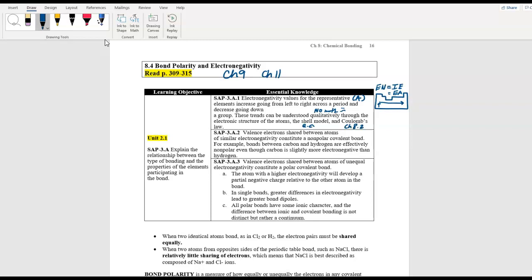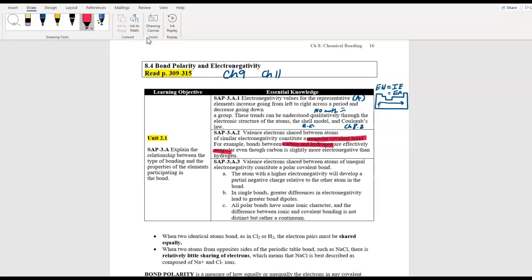Valence electrons shared between atoms of similar electronegativity constitute a non-polar covalent bond. This is going to be a big definition. For example, bonds between carbon and hydrogen are effectively non-polar. Even though carbon is slightly more electronegative than hydrogen, no matter what, any bond between carbon and hydrogen is considered nonpolar.